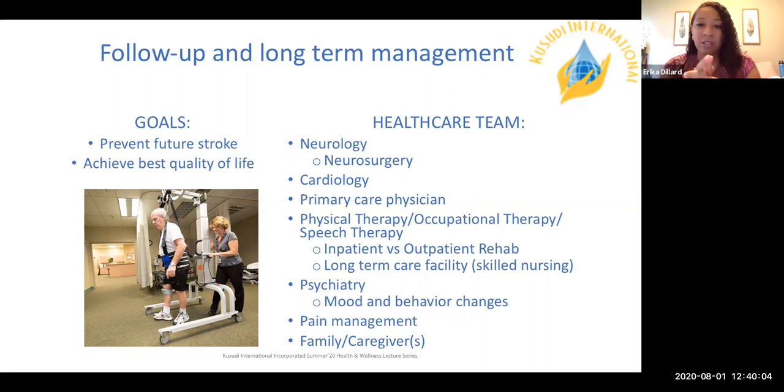morbidities that you have, whether it's diabetes. All of those things need to be taken care of in conjunction with now having had a new diagnosis of stroke. So it's important that those taking care of you in the hospital communicate these things to your PCP. In terms of achieving the best quality of life, you have to really think about your physical therapist, your occupational therapist, your speech therapist. They're the ones going forward.